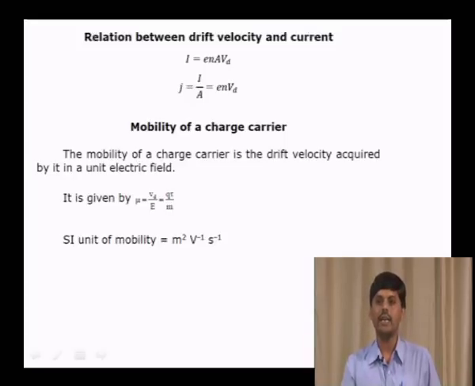Next we will pass on to the mobility of the charge carriers. Mobility of the charge carriers is the drift velocity acquired per unit electric field, that is, mu is equal to Vd divided by E. In different forms we can write mobility also. The SI unit of mobility is meter square per volt per second.